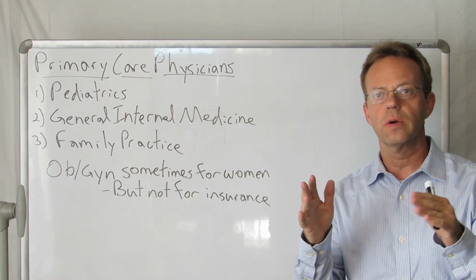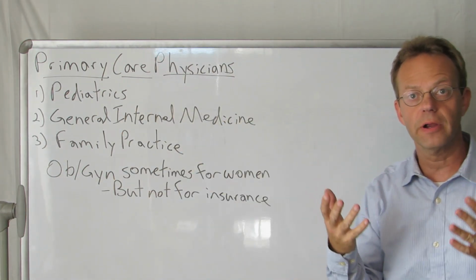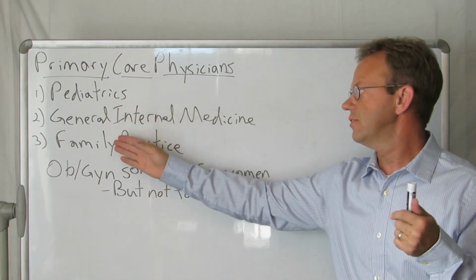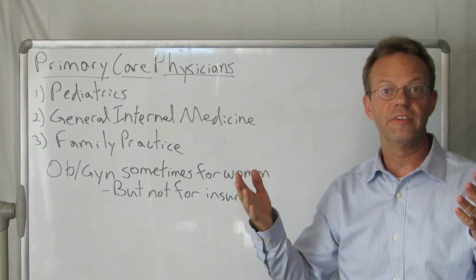Okay, this first part's going to be about primary care physicians. So there are 3 main specialties that make up primary care, or PCPs. Well, first, pediatrics, doctors for kids. 2, general internal medicine physicians, which are general physicians for adults.